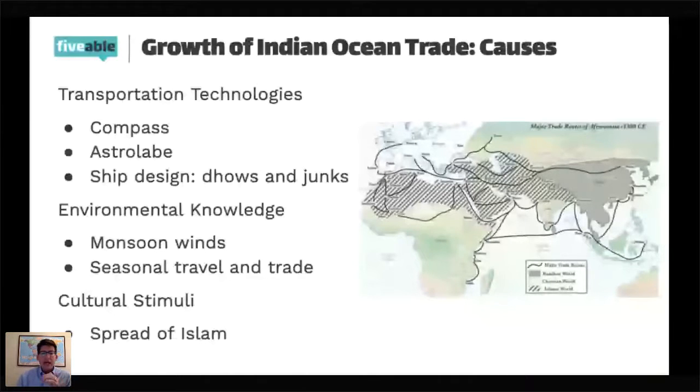Beyond that, of course, there is cultural stimuli for trade, especially in this time period we're talking about right now. And the most significant of this is the spread of Islam. Islam is a major factor in the growth of trade in the Indian Ocean. Islam, of course, develops around the year 600 CE. So 610 is when Muhammad receives his first revelations. The Muslim calendar starts in the year 622. We see the Rashidun, Umayyad, and Abbasid caliphates grow quite large by the 1200s.